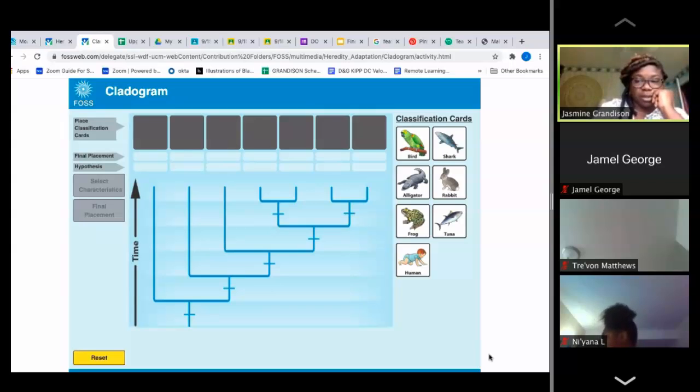The bird. So if we place the bird here, that means we're saying the bird has a vertebrae, but it doesn't have any other characteristic traits, right? Lamaya said the shark. Why do you say the shark? Oh, so does Jordan. Okay, good.